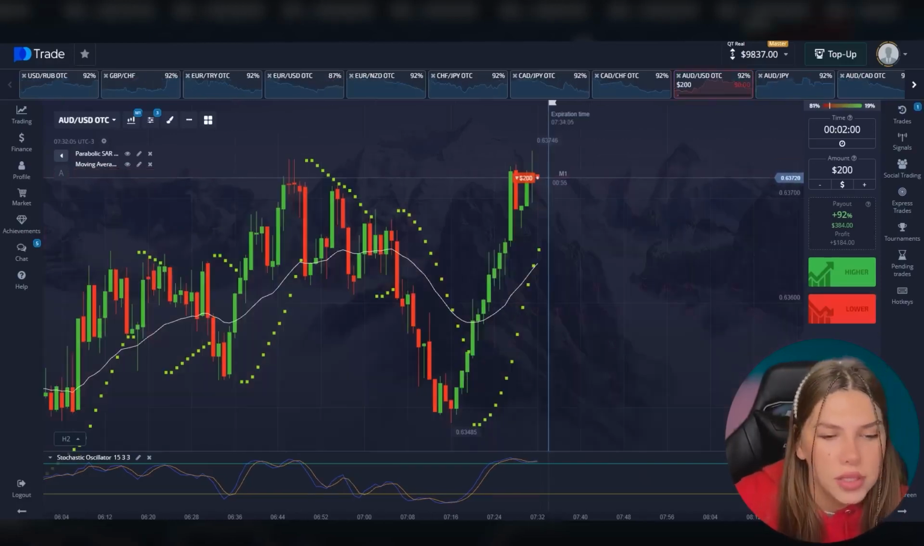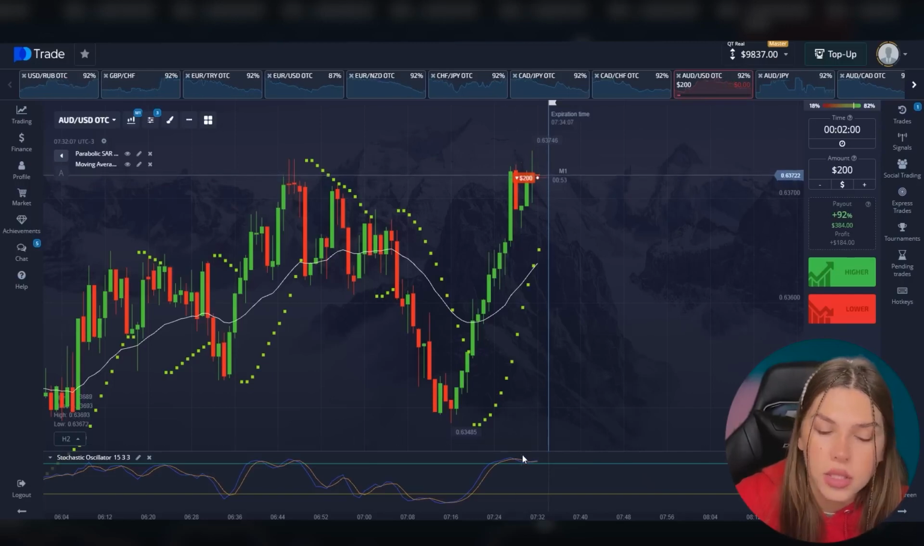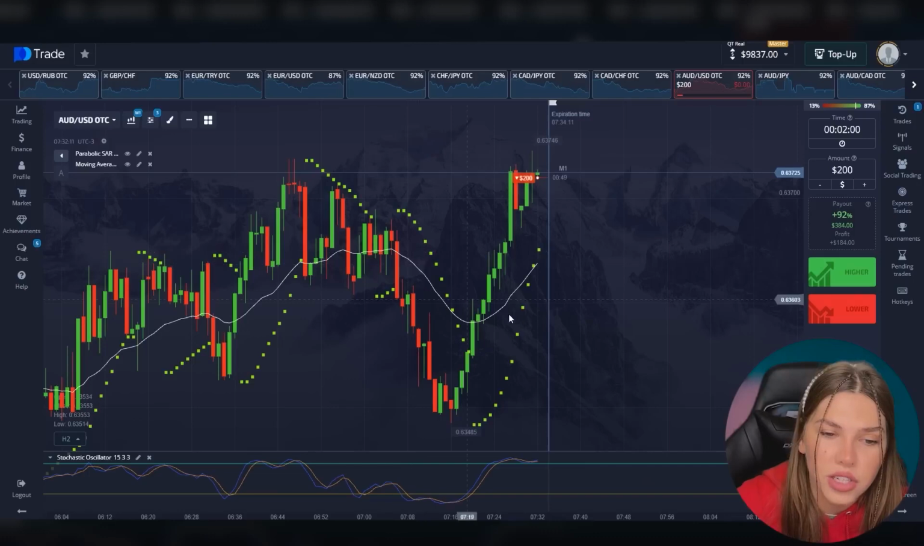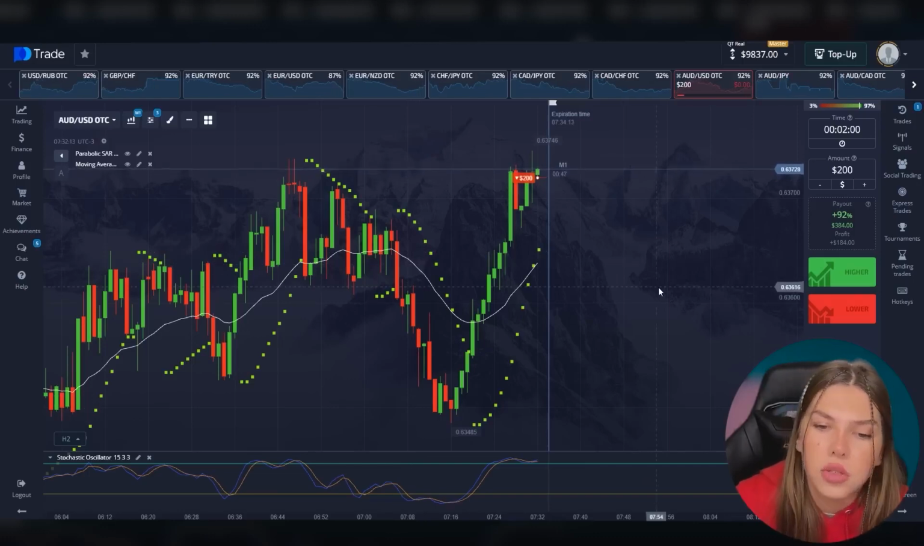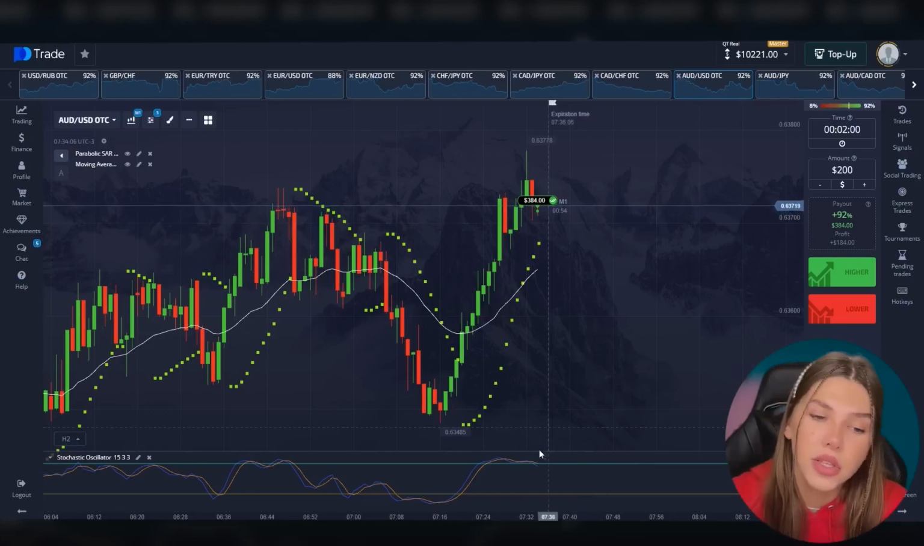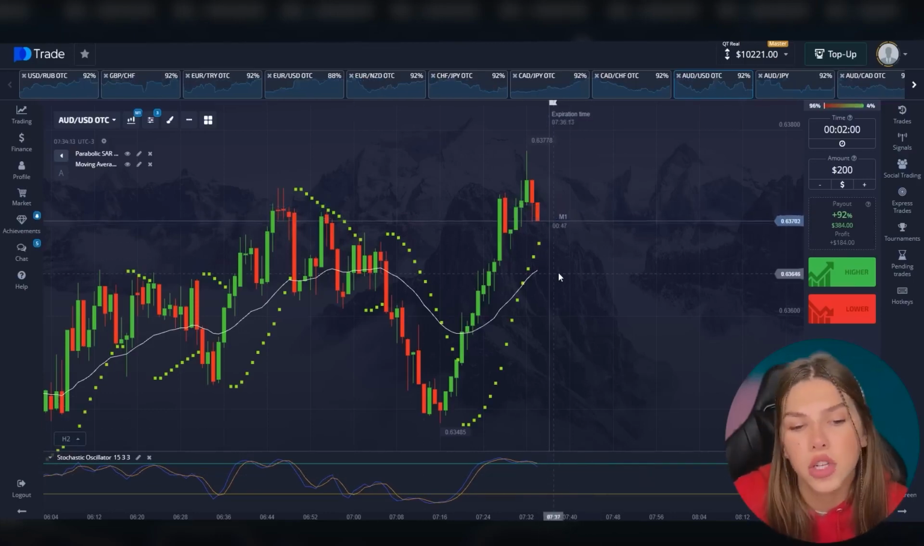So we opened for a decrease based on stochastic and based on the fact that the price is higher than the average moving line. I'll come back to you in 2 minutes. As we can see, our deal closed in a plus based on 2 stochastic and moving average line actions.